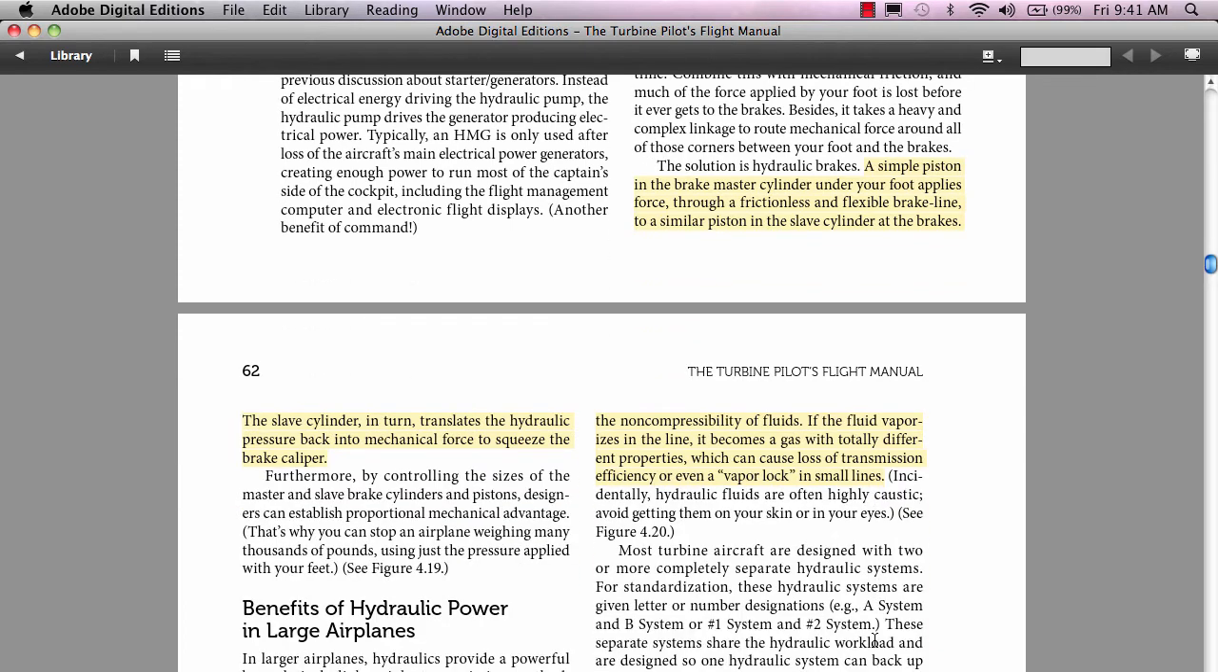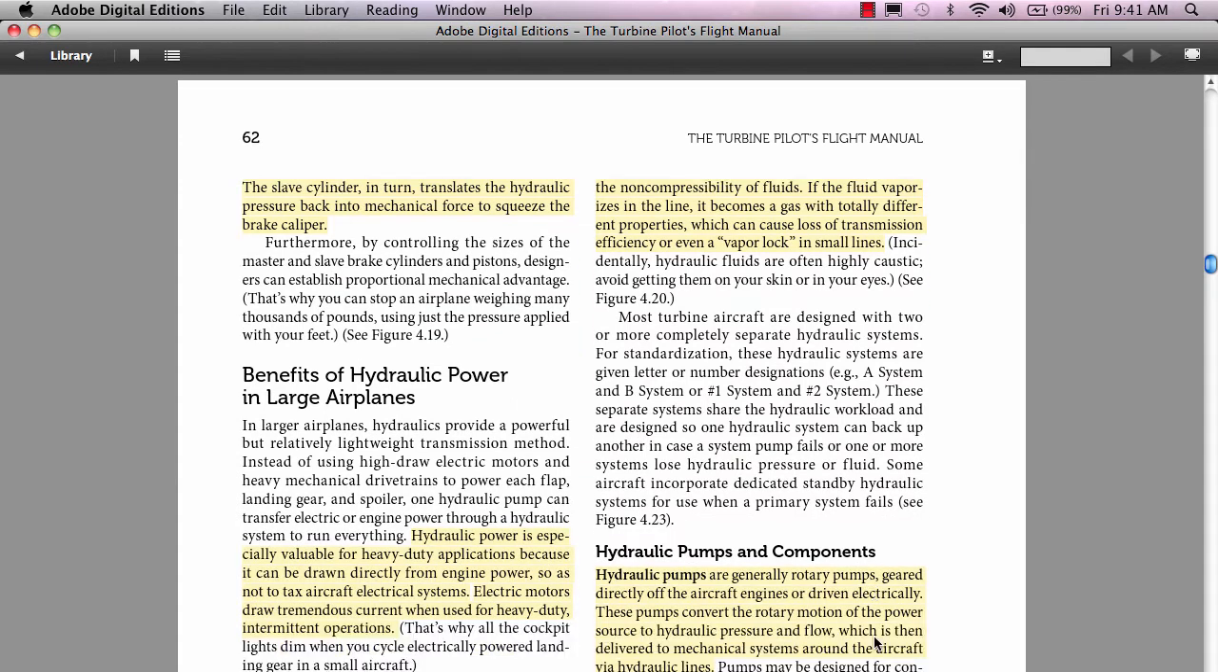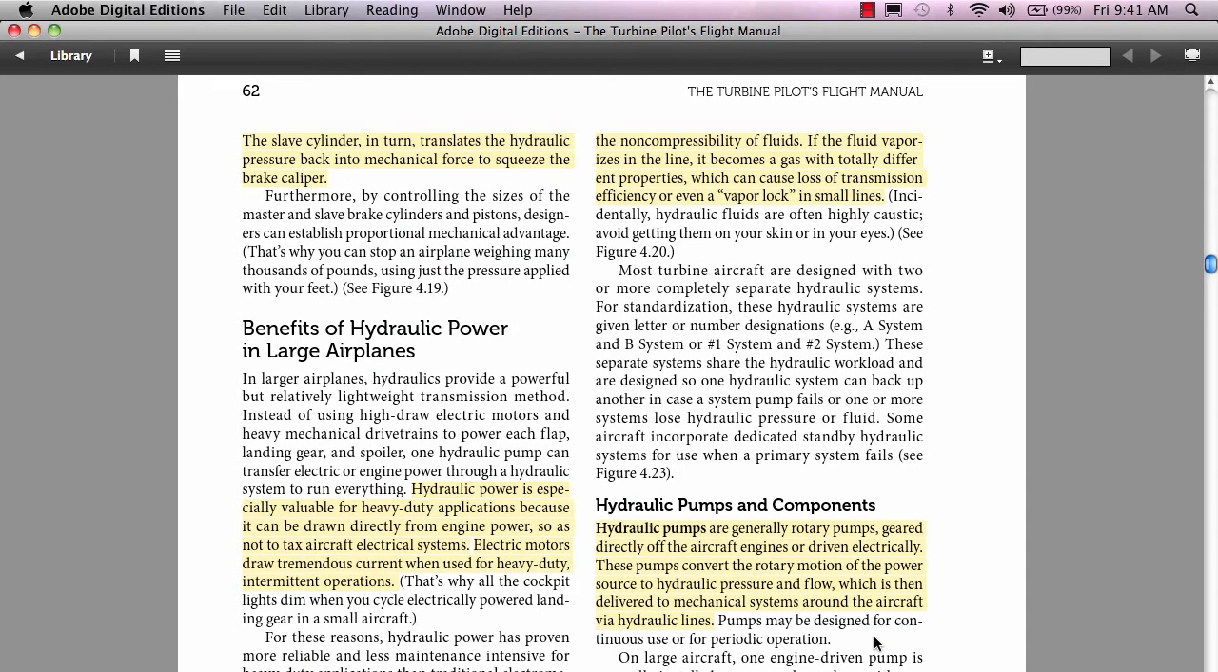So on page 62, they talk about the slave cylinder in turn translating the hydraulic pressure back into mechanical force to squeeze the brake caliper. Now we talked about that in the beginning. The hydraulic line goes from the master to the slave, and at the end where the slave is, it actually produces either a rod that pushes, like in this case, or it could be a jack screw which rotates something and can cause a mechanical thing to move.